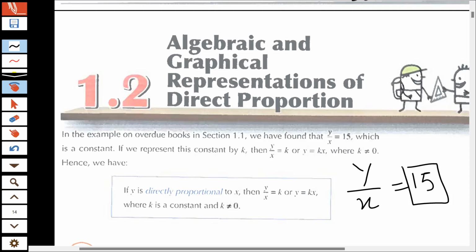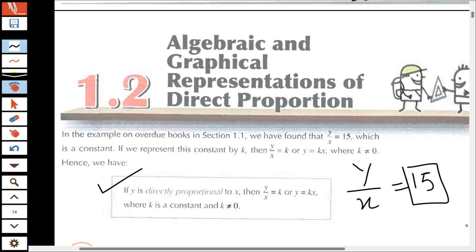हम ऊपर जो table discuss कर रहे थे, we got the same answer हर किसी में. This was the constant rate by which it was increasing. हर जगह वो 15, 15, 15 से बढ़ रहा था. तो there is a rule. We can write this 15 as k. If y is directly proportional to x, then y upon x equals to k.